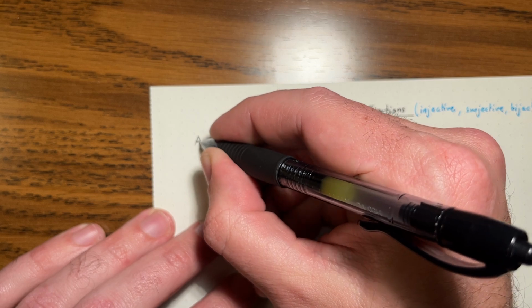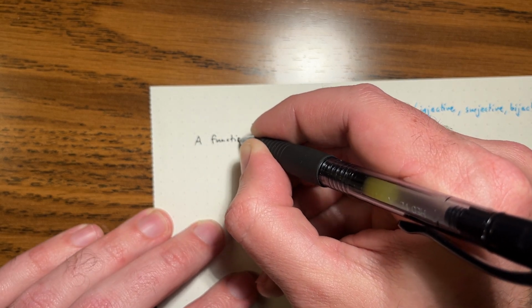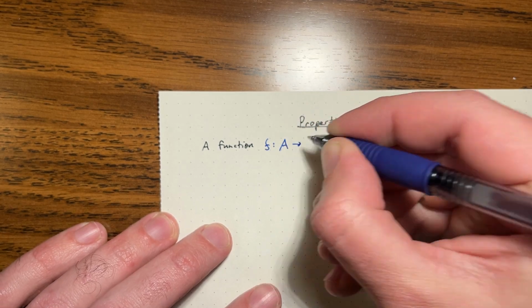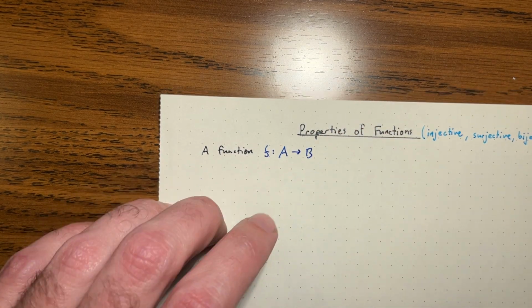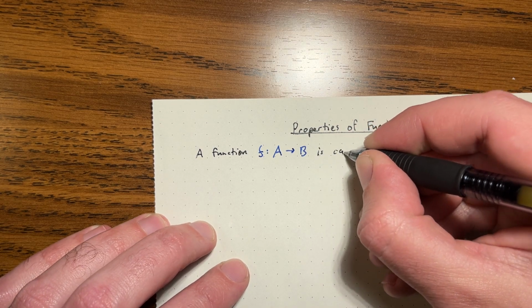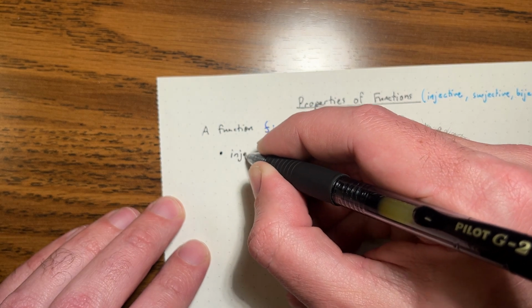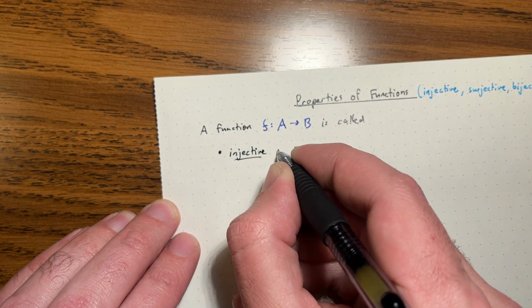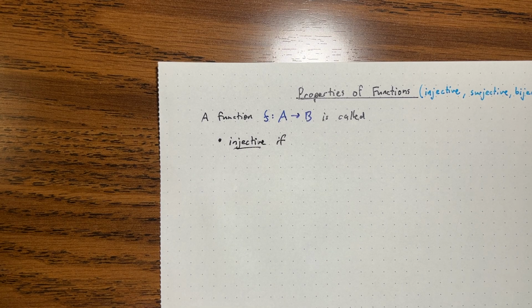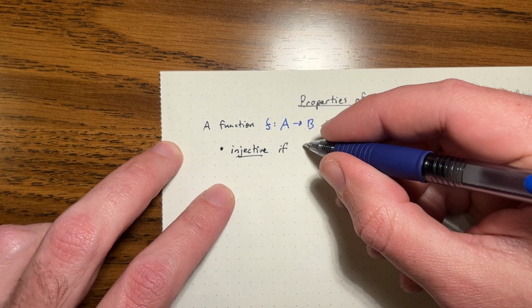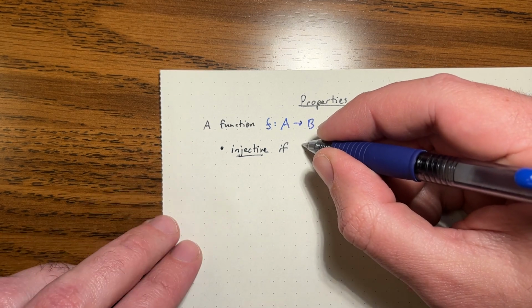So what does it mean? Take a function f from some set A to some set B. A is my domain, B is my codomain. It is called injective if... there are a few ways to say this, actually. Let me start with the more technical mathematical definition, and then I'll write one after that that's a little bit easier to understand.